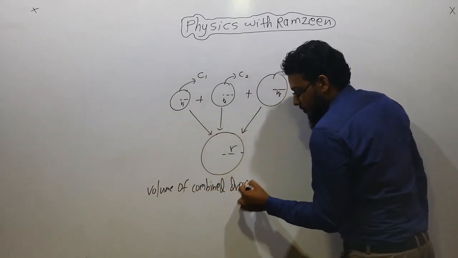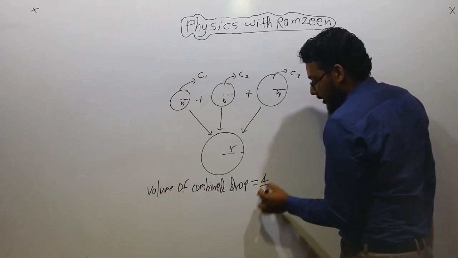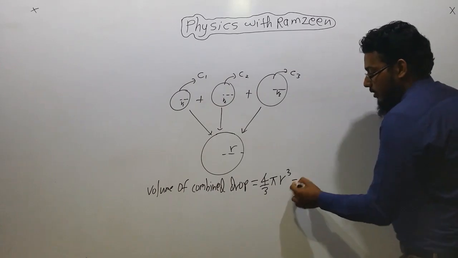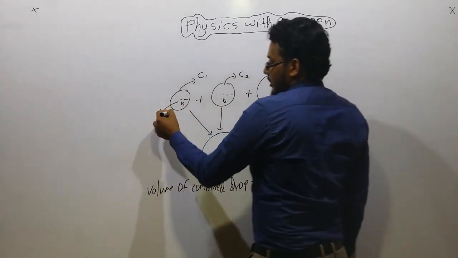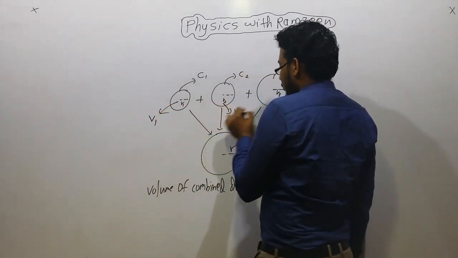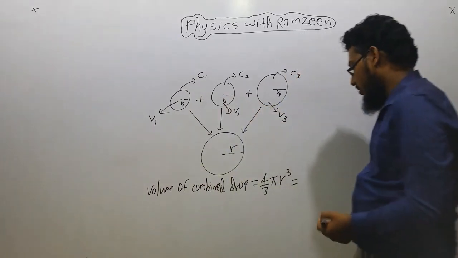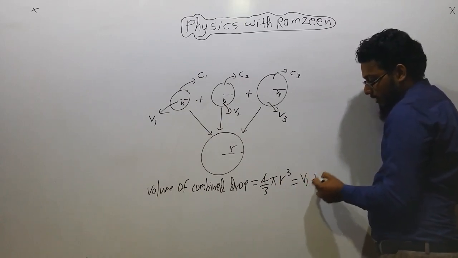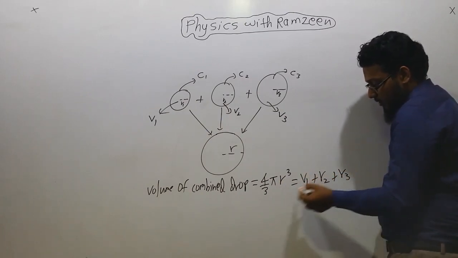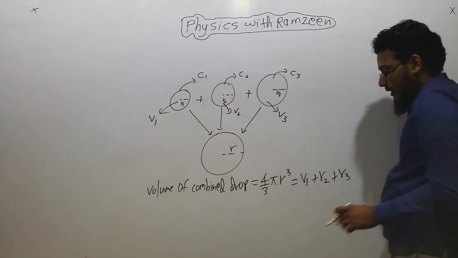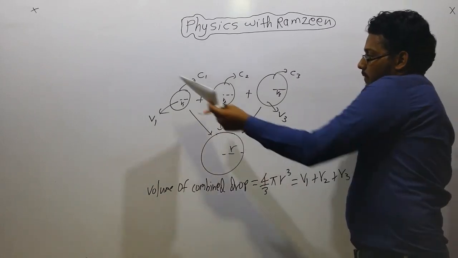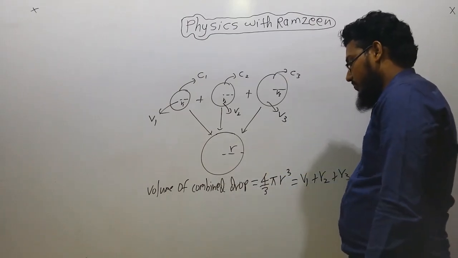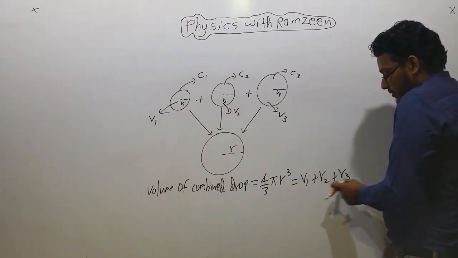combined drop equals 4 over 3 pi R cube, which is equal to the volume of each drop, V1, V2, V3 respectively, I choose. Then I can say 4 pi R cube over 3 is equal to V1 plus V2 plus V3. What can I get from this? The addition of each volume is equal to the combined drop volume, right? V1 plus V2 plus V3.